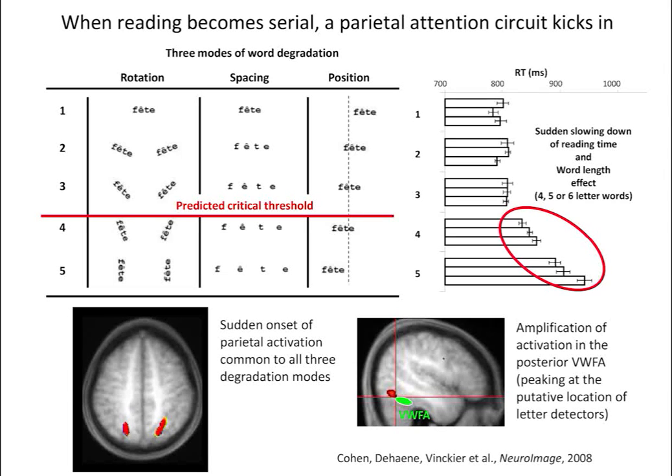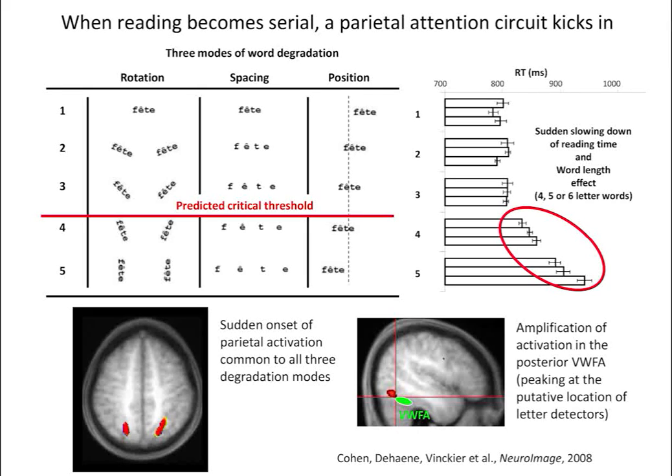I've told you mostly about the adult fluent reading circuit and what has been changed if we compare adult illiterates versus adult literates, but fluent reading is not always the case. We know of many ways to degrade reading, and in this experiment with Laurent Cohen, we've degraded reading by spacing the letters, by moving the letters to the left hemifield, which is not good at reading, or by turning the words. If you turn the page beyond 45 degrees, it becomes hard to read.